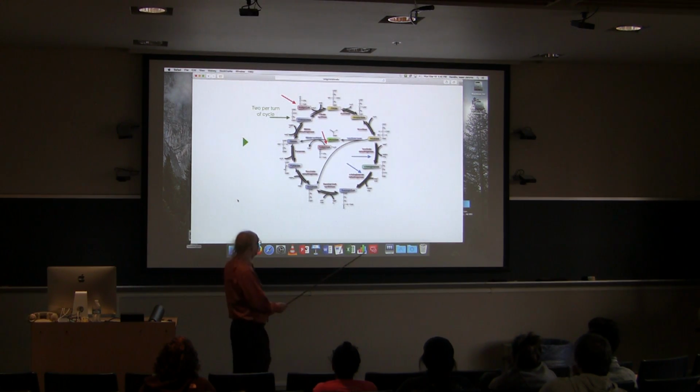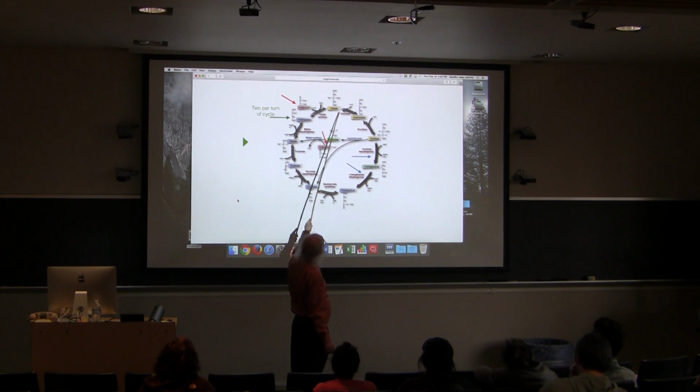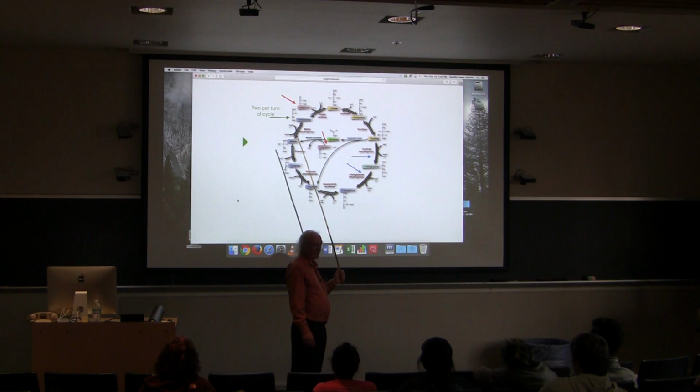Okay, so the glyoxylate cycle is shown here, superimposed on the citric acid cycle because of the relationship between the two. In the glyoxylate cycle, what you have is a short circuit of the cycle where isocitrate is broken down into succinate and glyoxylate.